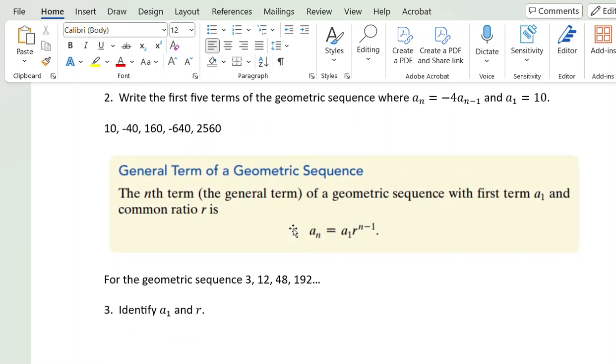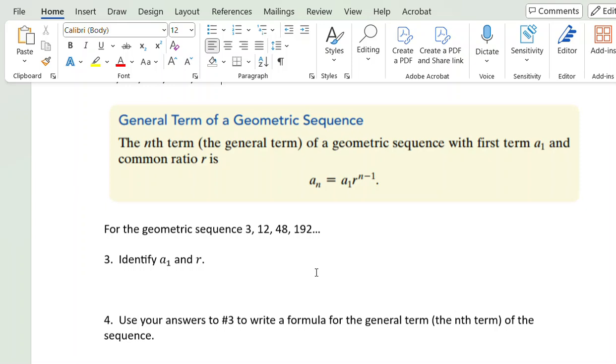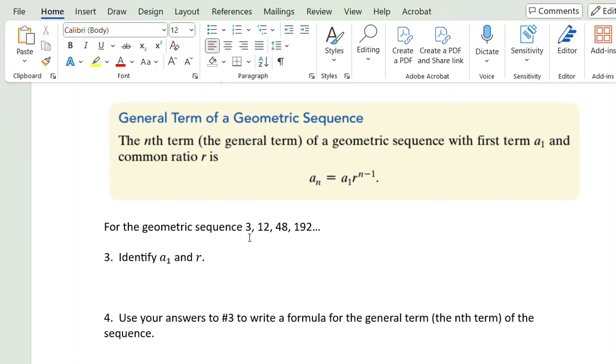Next, we have a formula for the general form. So this would be an explicit formula where I can plug in the term number n and get the term that I want to find. So we're going to look at this sequence, 3, 12, 48, 192, and it's going to continue. First, we're going to identify our first term and our common ratio. Our first term is very easy to identify. The first number in the list is 3.